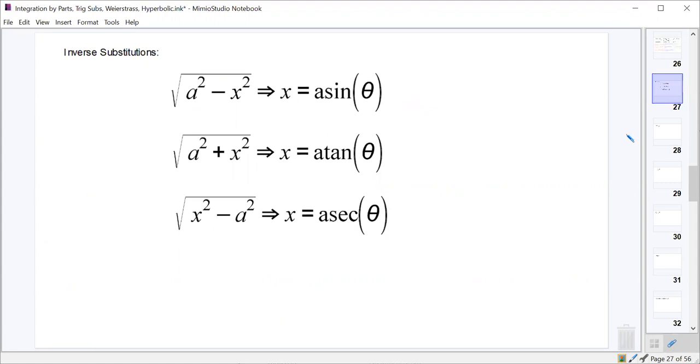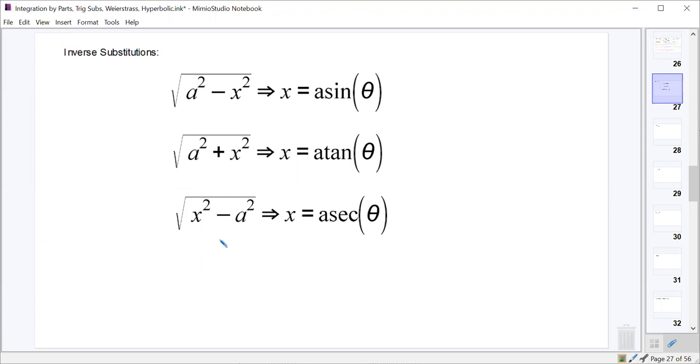Anytime you have an integral, well, not anytime, but most times when you have an integral that has root a squared minus x squared in it, you're going to want to make a substitution where x is equal to a sine theta, and it's going to make the integral a lot easier. Most of the time, if you have root a squared plus x squared, you're going to make a substitution where x is equal to a tangent theta, and it's going to make life a lot easier. And most of the time, if you have root x squared minus a squared within an integral, you want to make a substitution where x is equal to a secant theta, and it's going to make life a lot easier. We'll see sort of why those work out in a bit.